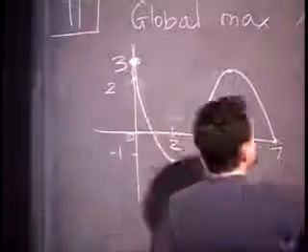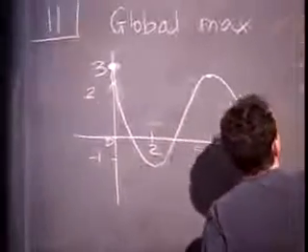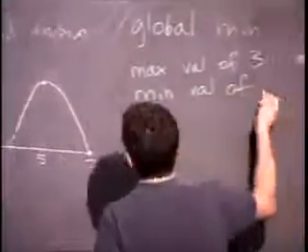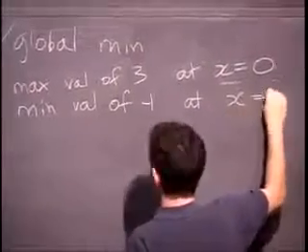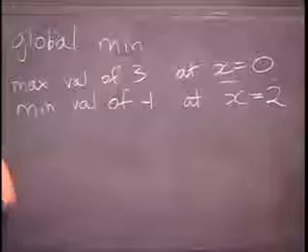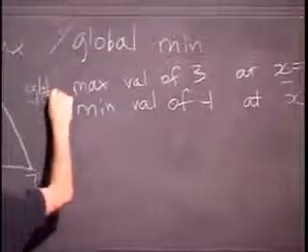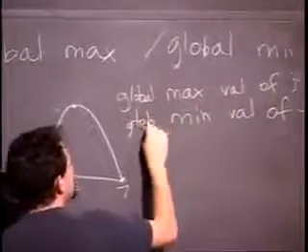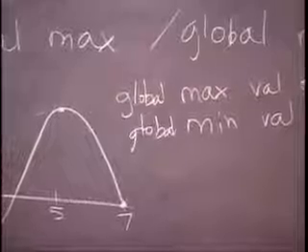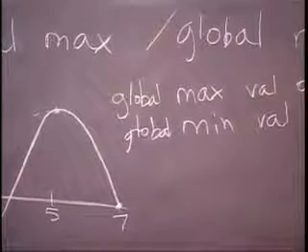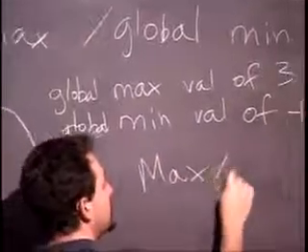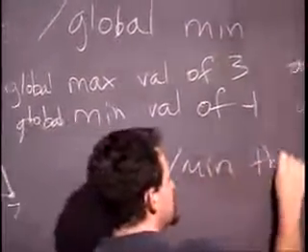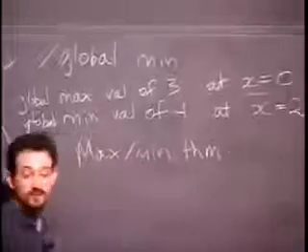On the other hand, the minimum value of minus 1 occurs at x equals 2, and these are global max and global min. So there's nothing new in what I've just said, because we already knew what maxima and minima were. In fact, we even had a theorem called the max-min theorem, which had nothing to do with differentiation. It only had to do with continuity.